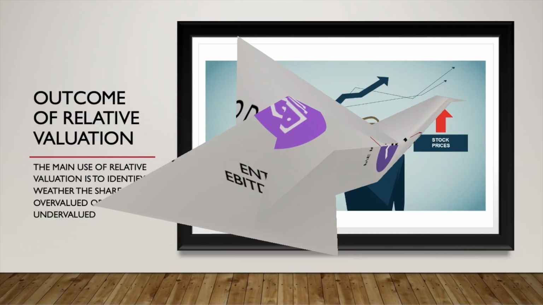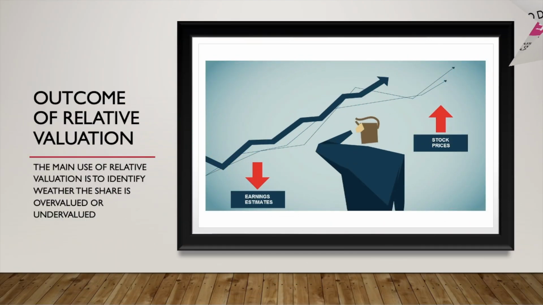So what is the purpose of relative valuation? The main purpose is to identify whether the share is overvalued or undervalued. Using relative valuation, we'll get a price, and we are going to command our Excel to check whether this price is equal to, more than, or less than the actual price currently running on the market, and based on that we are going to get our indicator: the stock is overvalued or undervalued.